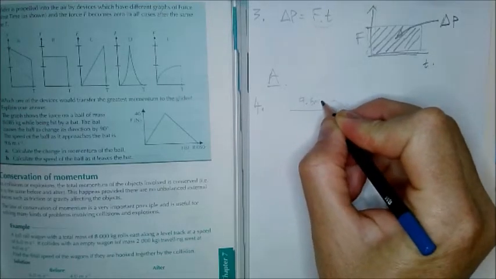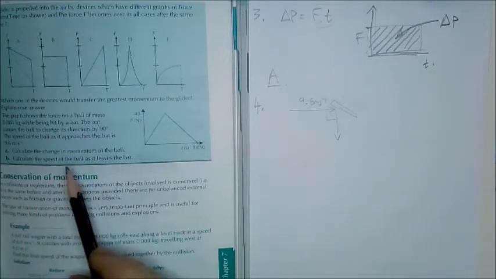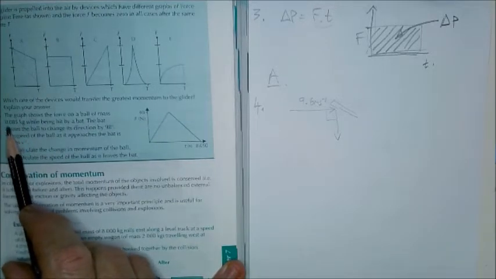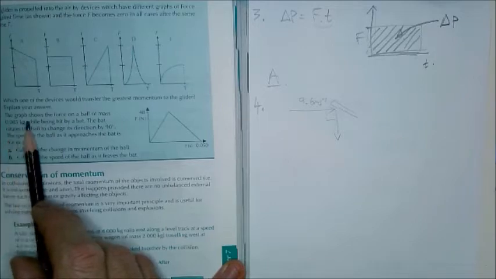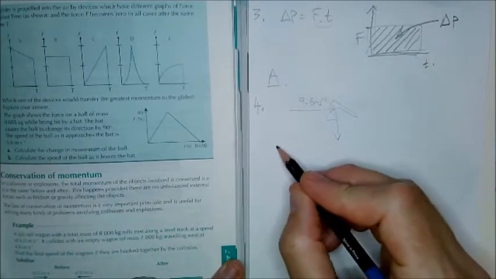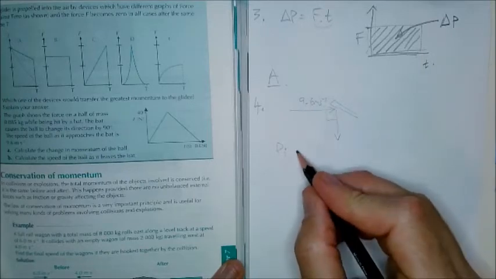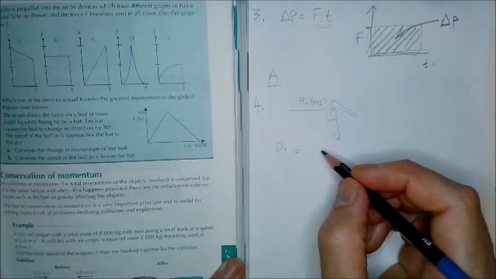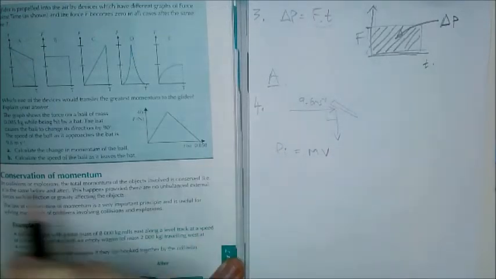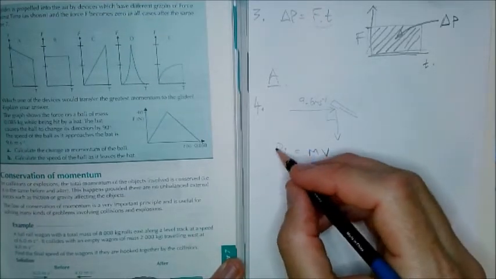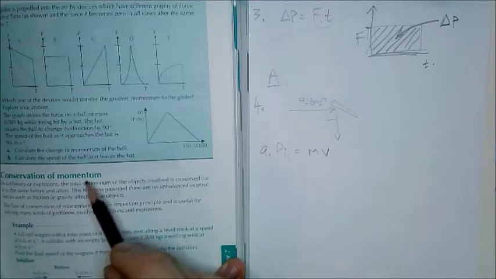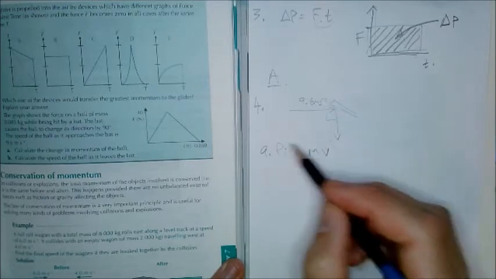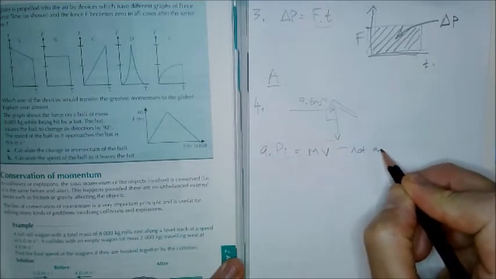Now we have enough information to calculate the original momentum of the ball, because we've got a mass and a velocity. So we can calculate pi, and we know its direction, and the magnitude of pi is found using mv and the information given in the question. That gives you pi, but we want the change in momentum of the ball, so that's something else. This is not the answer to question A.